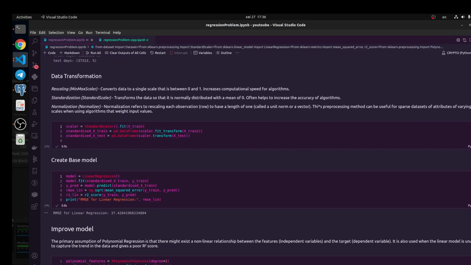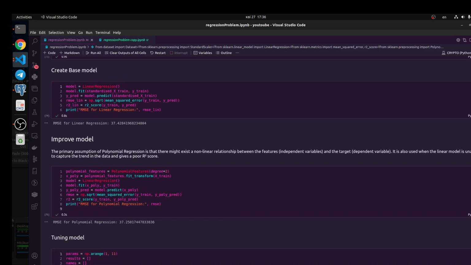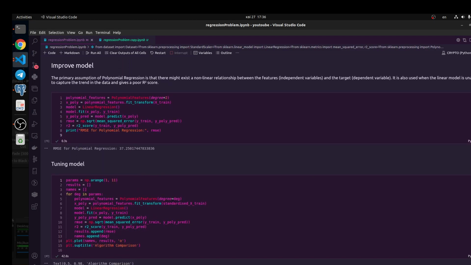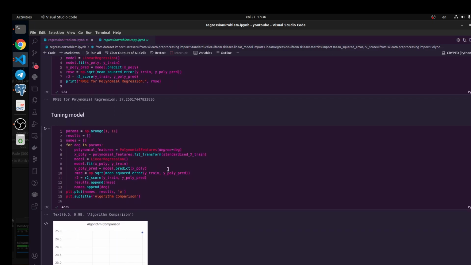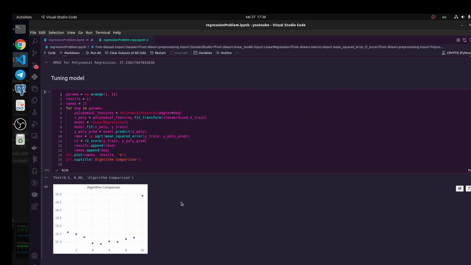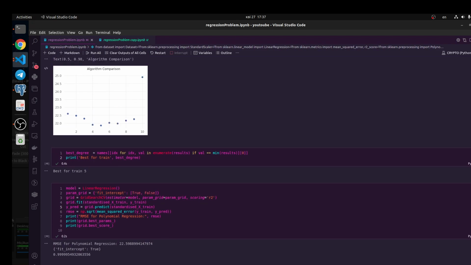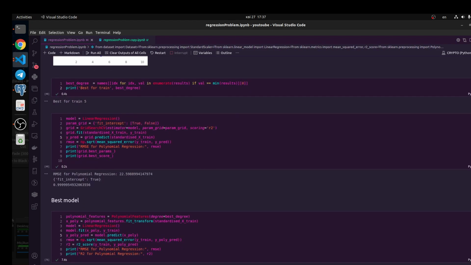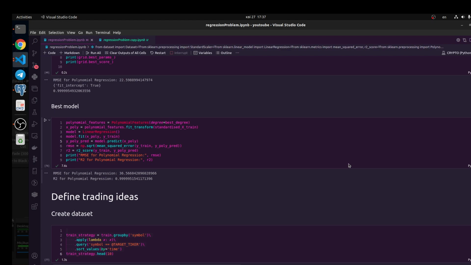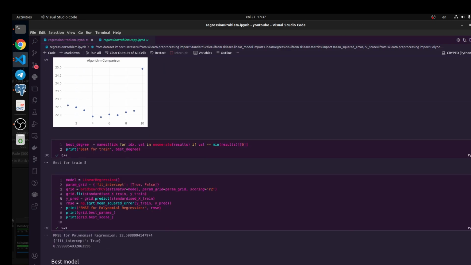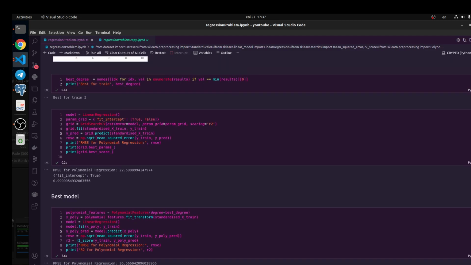Okay, next we create our base model. For example, in this case we use the polynomial feature and find that the best model would be with degree 5. Okay, this one, you see, has the smallest error when we used degree 5. Also I did some tuning of linear regression, but it was not a good model. This model is better. Okay, we created our polynomial feature model, and let's look at the next one.